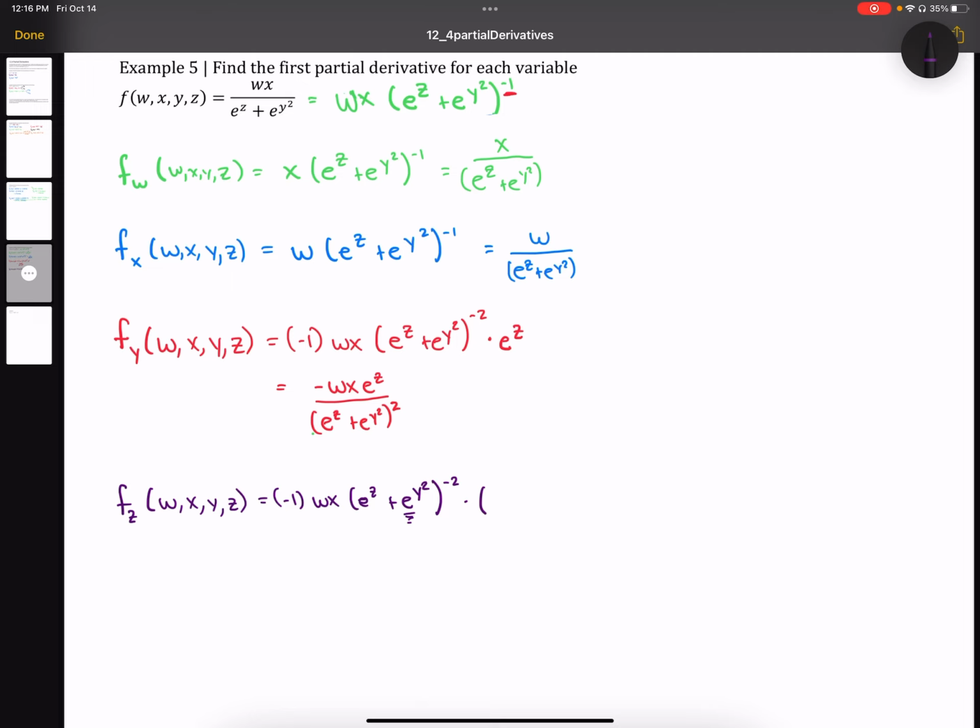so for an exponential function, remember, it's the derivative of the exponent times the exponential function. So that's going to give us 2y e to the y squared. And if we simplify that, we're going to get -wxy, we'll slide that 2 in the front, so -2wxy e to the y squared divided by e to the z plus e to the y squared squared. And those are our 4 partial derivatives.